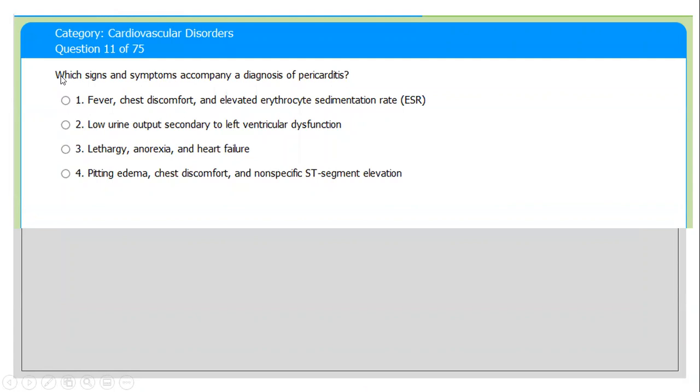The first question here: which sign and symptom accompany a diagnosis of pericarditis? The keyword here is pericarditis. So, what is it? Pericarditis is basically inflammation of the pericardium. What is the pericardium? It is a thin membrane around the heart, right?